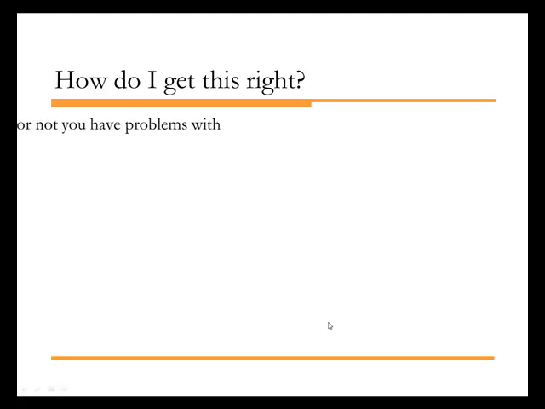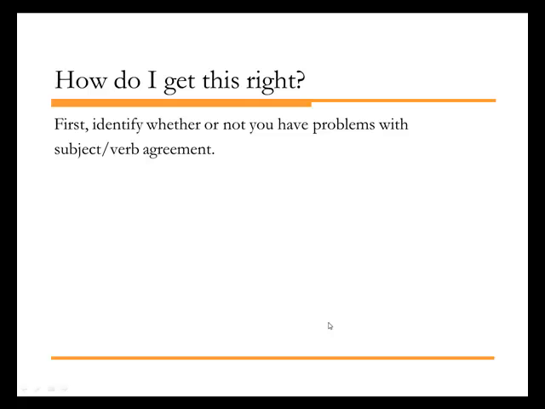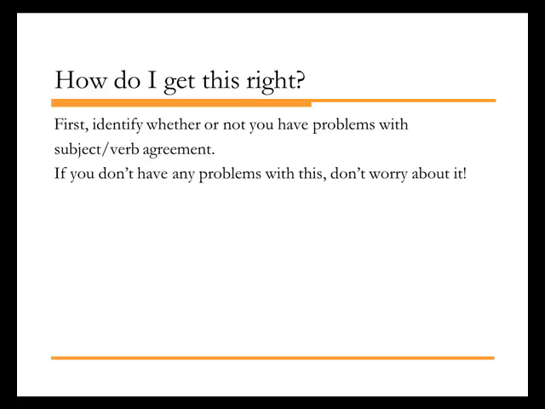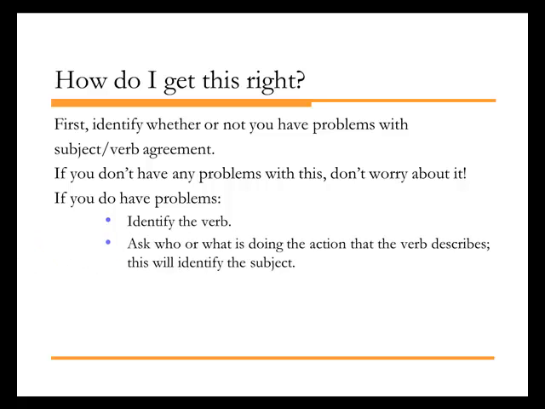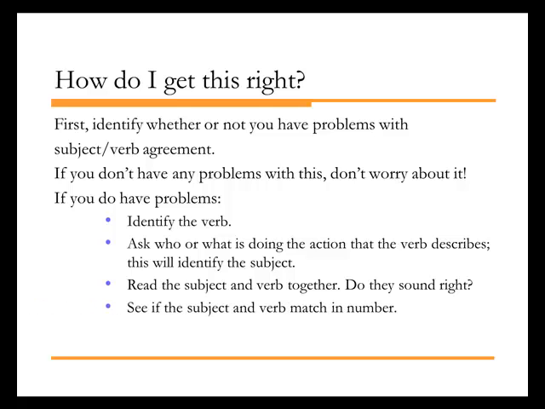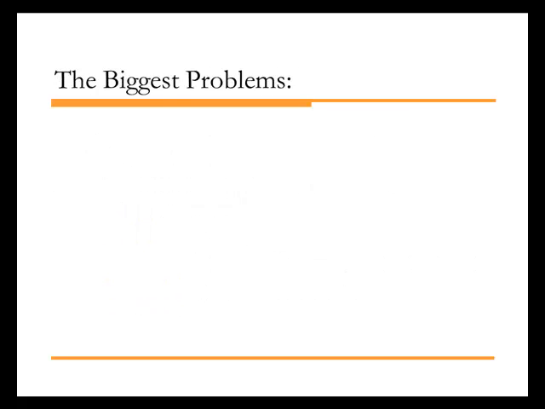So how do I get all of this right? First, identify whether or not you have problems with subject-verb agreement. Some of you won't. And if you don't, well, this is one less thing you have to worry about. But if you do, it often helps to find the verb first in the sentence. Ask who or what is doing the action that the verb describes. This will be the subject. Read the subject and the verb together. Do they sound right? Even if they do sound right, make sure that the subject and verb match in number.